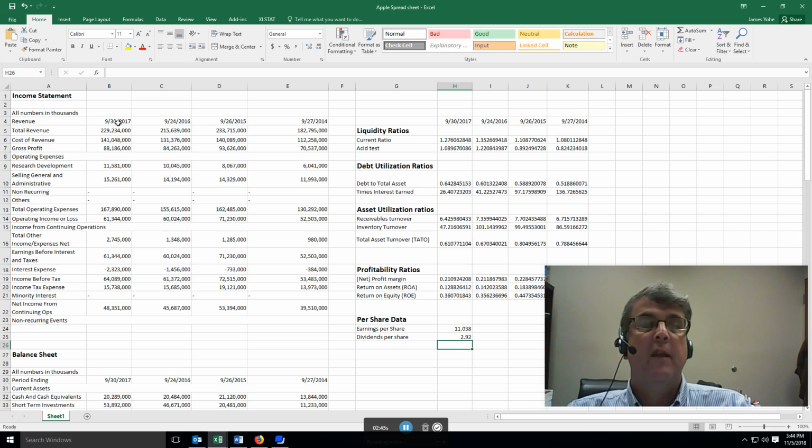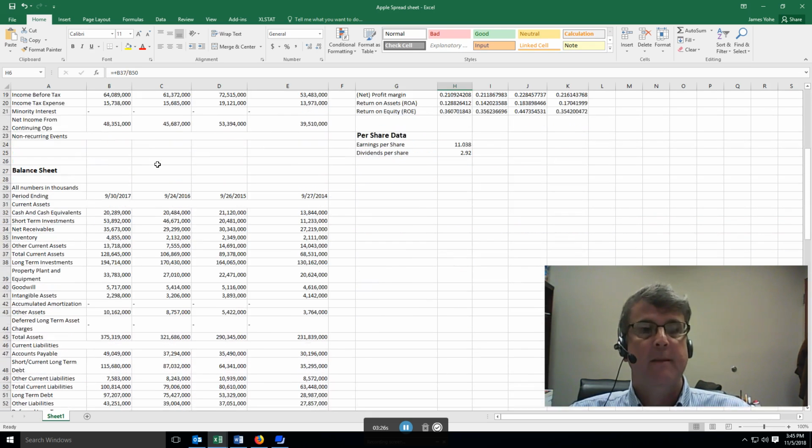You can see here for year 2017, Apple had $229,234,000,000 in revenue. Now that's not what they get to keep, that's just revenue. The cost of that revenue, or cost of goods sold, say the iPhones, was $141,048,000,000. So their gross profit was $88,186,000,000.